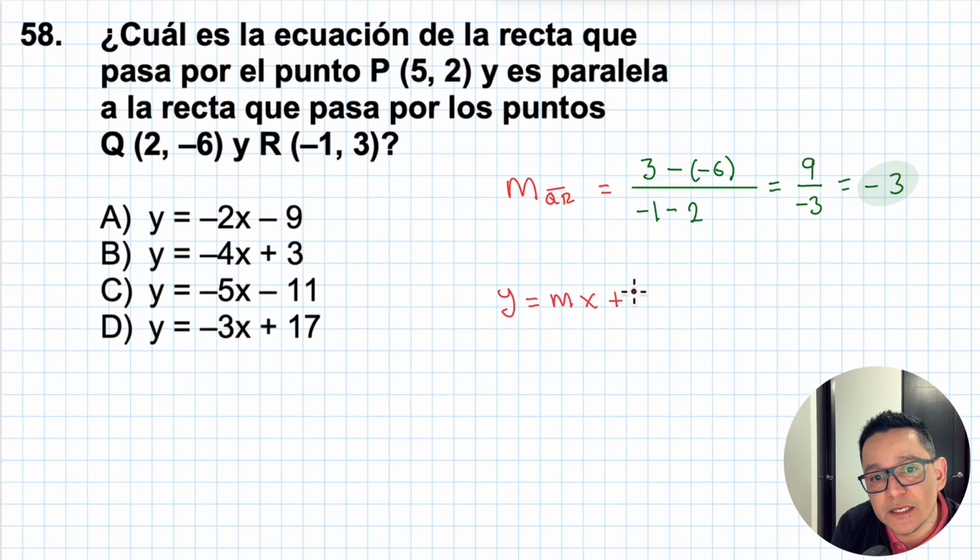That is, y equals mx plus b. Now let's see what we already have. We could already have m, which is minus 3, right? But we still need to calculate b. And how do we calculate b?